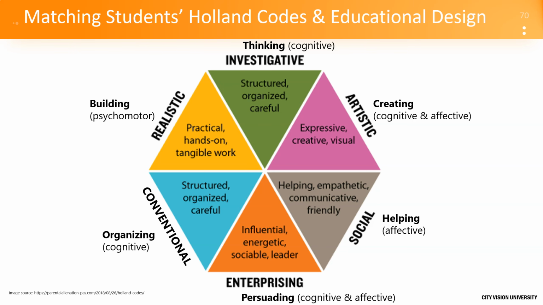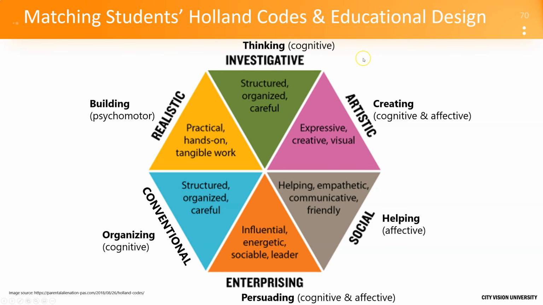Now, in your educational design, we talked about doing Holland codes in terms of student intake and assessment. Well, it's important to recognize that in the Holland codes, you're going to have different students that like different things. So the building Holland code really relates to the psychomotor. The investigative is the most cognitive, right? And then organizing is also cognitive. And a lot of these others, persuading can be cognitive and affective. So that's what makes a good entrepreneur? Well, you have to have good ideas, but then you have to be able to persuade people. Helping is largely the affective domain, and creating is the cognitive and affective domain.